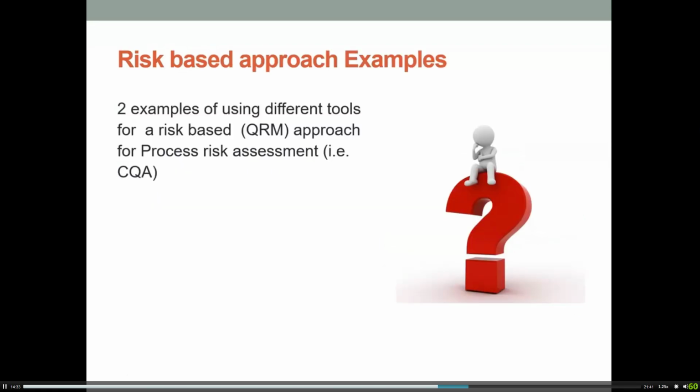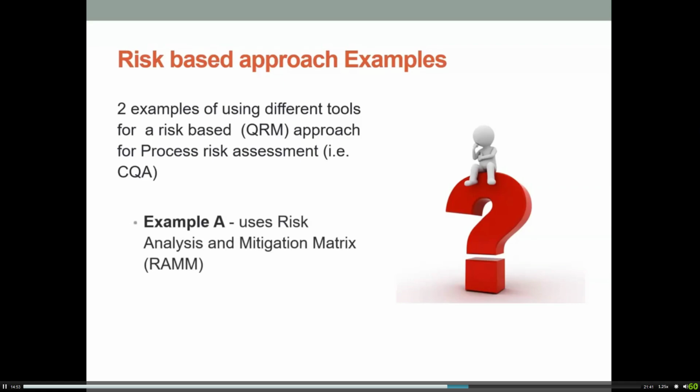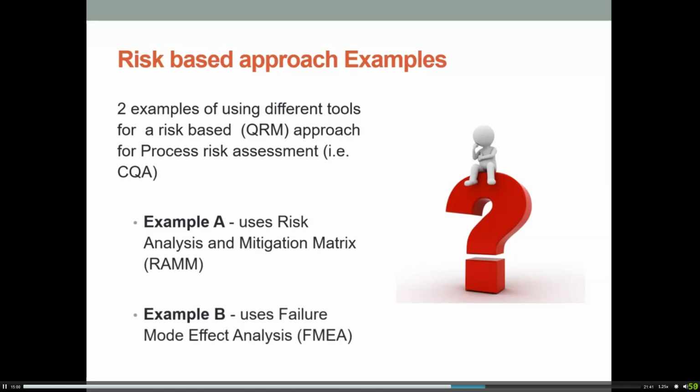Risk-based approach examples. QRM has proved to be extremely useful for assessing process risks. That is identifying what your CQAs and your critical process parameters are. Here are 2 examples of how that was done using 2 different tools, so you can just see the difference between them. Example A is using risk analysis and the mitigation matrix, RAM, and example B uses FMEA.